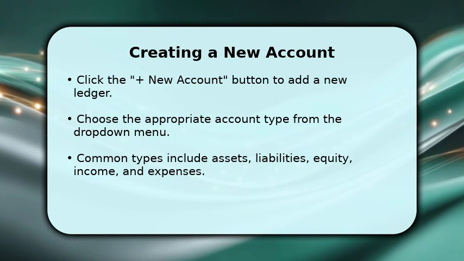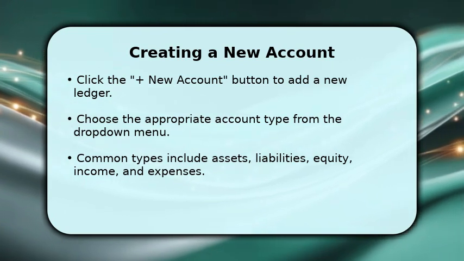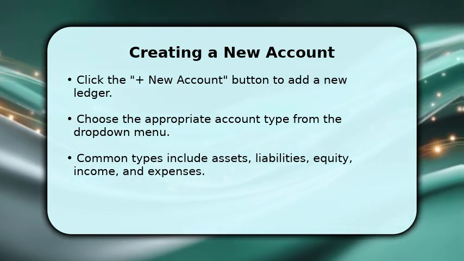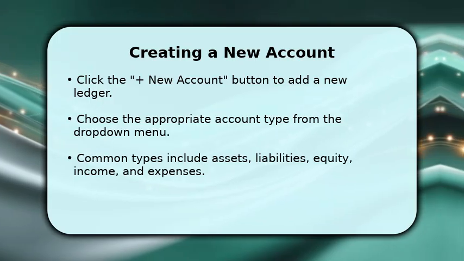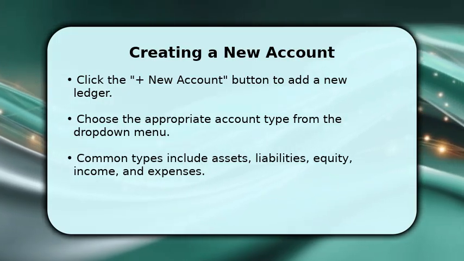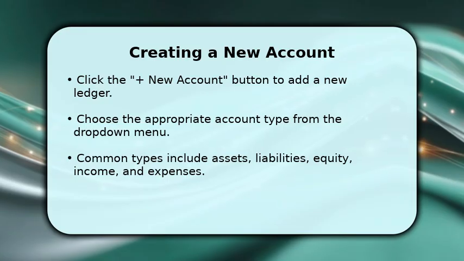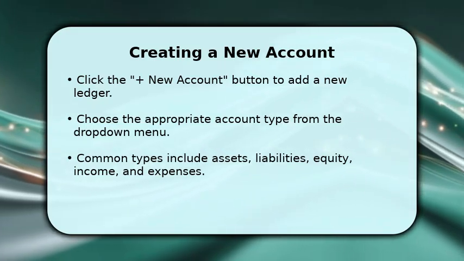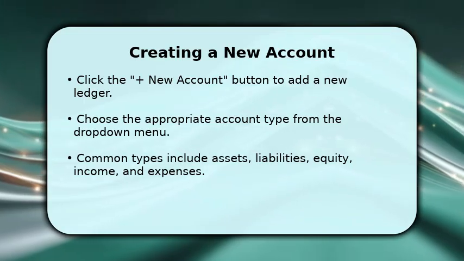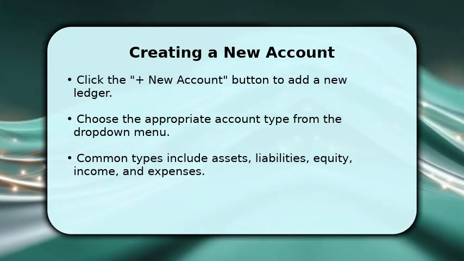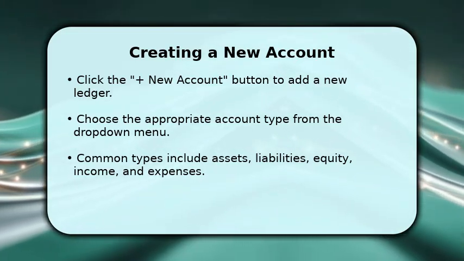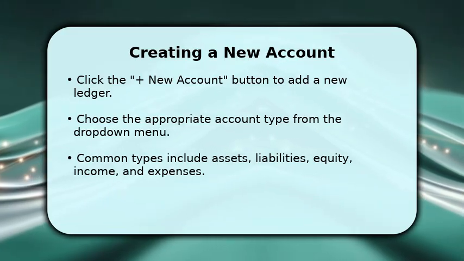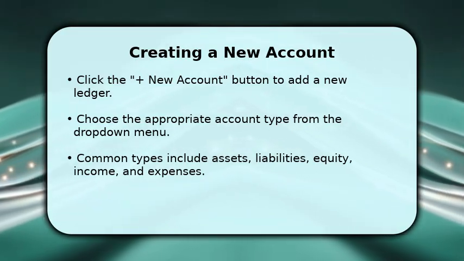Once you are in the Chart of Accounts, you will see a button labeled Plus New Account. Click this to begin creating your new ledger. A form will appear, prompting you to select the account type. It's crucial to pick the correct category, such as an asset, liability, or expense, as this impacts your financial reporting. Take a moment to consider the nature of the account you are setting up.